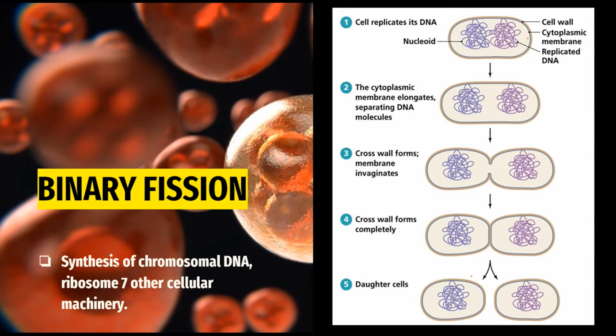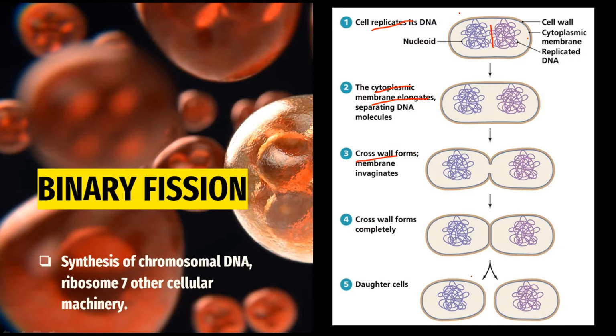What happens is synthesis of chromosomal DNA takes place. The distribution of DNA, ribosomes and other cellular machinery takes place here. As you can see in the diagram, the cell replicates its DNA. So what is happening here? The DNA is replicating itself and then the cytoplasmic membrane elongates and then the cross wall forms.